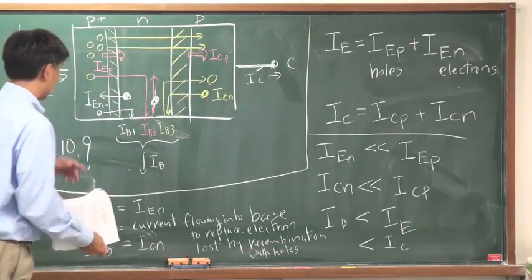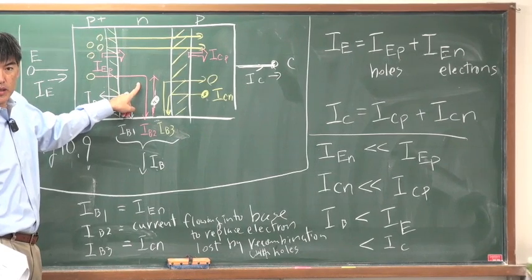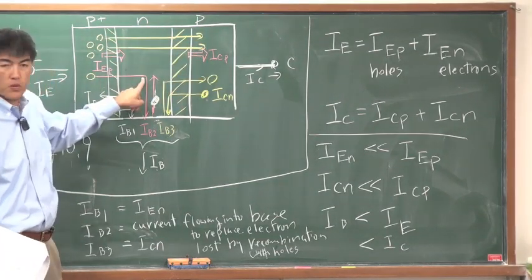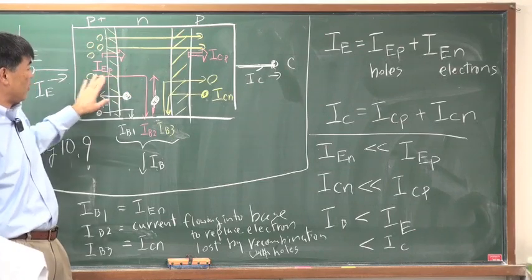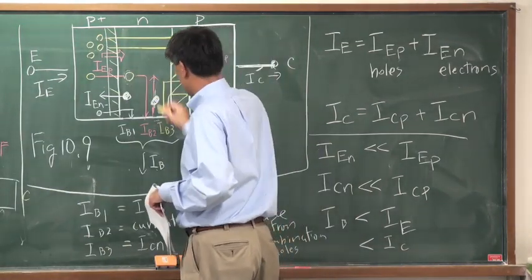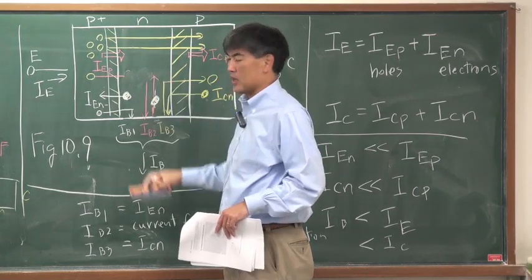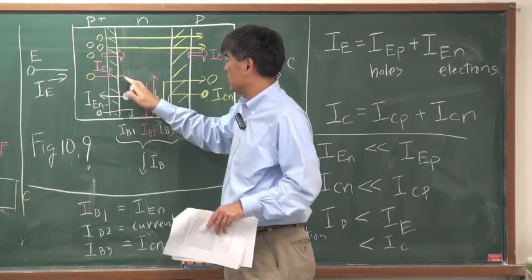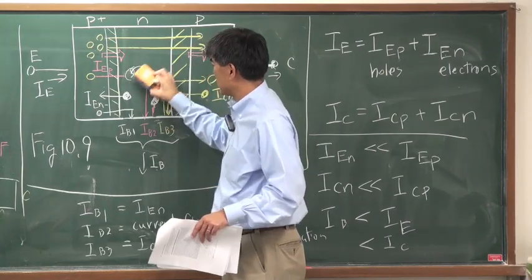So what I mean is that holes are ejected into this N region, and most of the holes go through, but some holes recombine with electrons, because it's an N-type region after all, so there are electrons. Holes and electrons meet and they recombine, so they annihilate, right? When an electron meets a hole, they recombine. A hole comes here, there's an electron, so that electron goes into the hole and then they disappear, forming a bond.